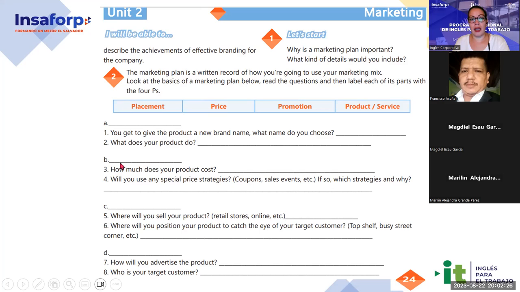We have the four of them, A, B, C, etc. And it says, you get to give a product a new brand name. What name do you choose? What does your product do? And in this letter A, we have to write one of the four P's. What is the best P to describe these two? Number one and two: you get to give the product a new brand name. What name do you choose? And what does your product do? Is it price, promotion, product service, placement? What do you think?